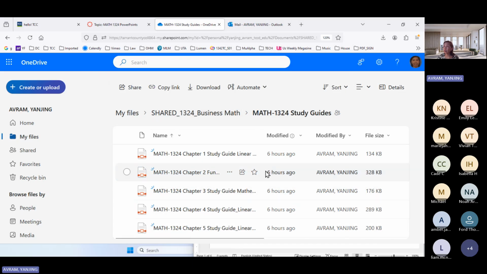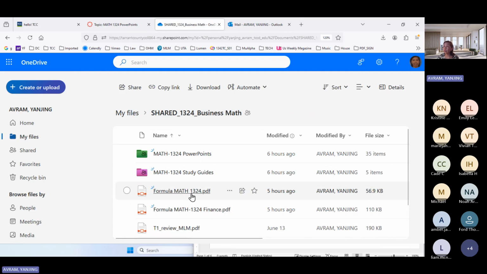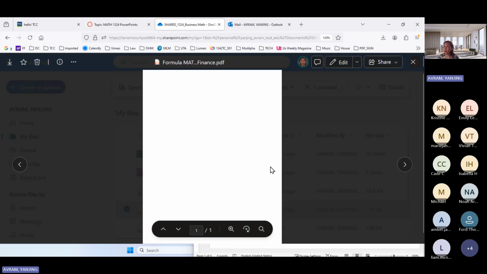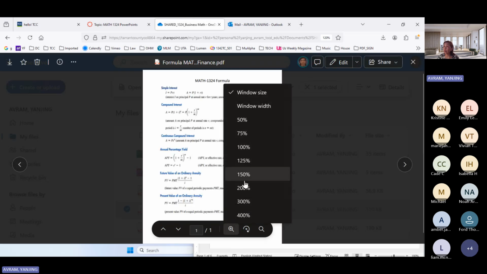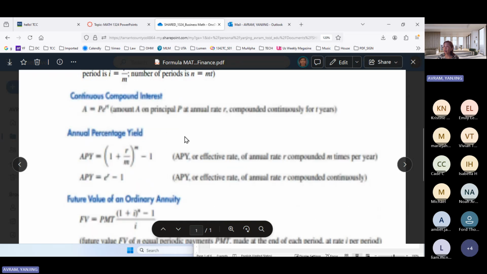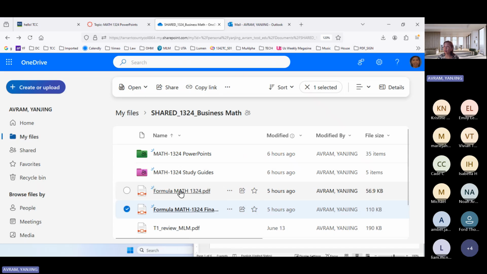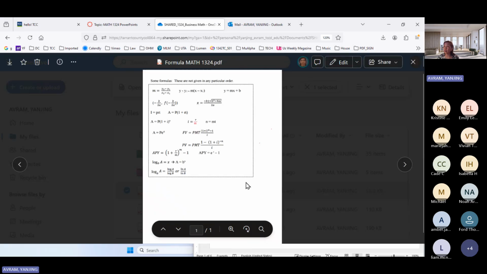Okay, so if you go to this cell drive in here, formula math 1324, I also organized this page for the next chapter, finance. Okay, so for finance, there are a lot more formulas, so you can have this whole page of the formula. You can print this one out for the finance formula. All right, for chapters 1 and 2, this is the page of formulas you can use, okay?